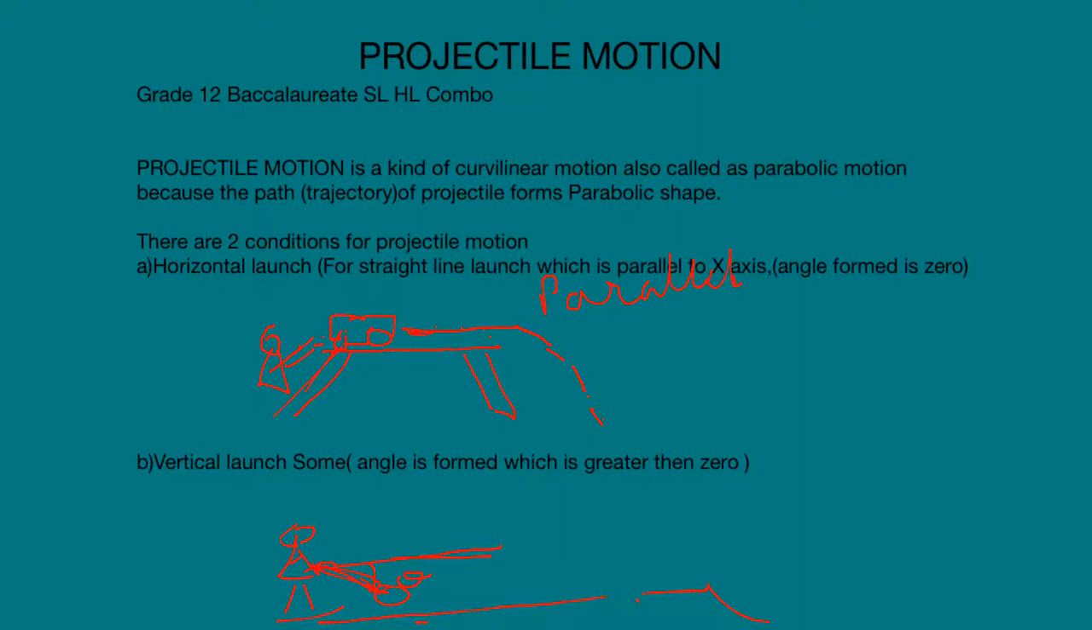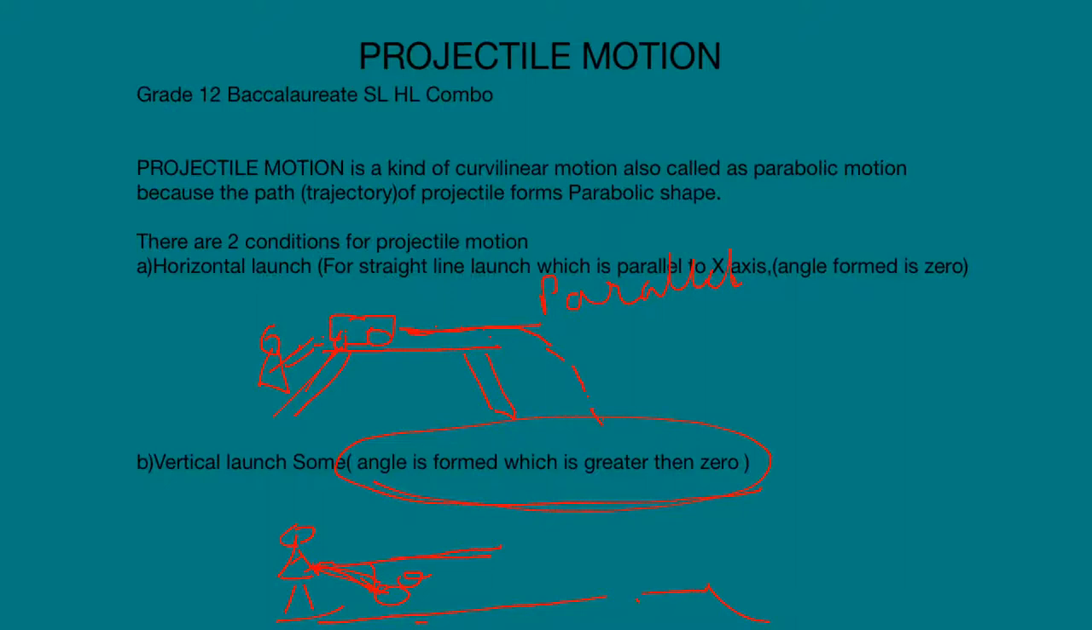From some height something is thrown downward, then it is vertical launch. And if something is thrown upward at some angle, then also it is called vertical launch. Angle is formed. So this is the important criterion. An angle greater than 0 is formed, but in the case of horizontal launch the angle is not formed. It is parallel. 0 angle is formed.